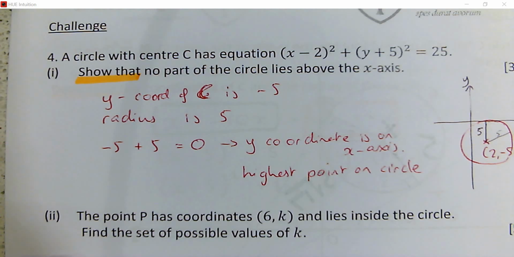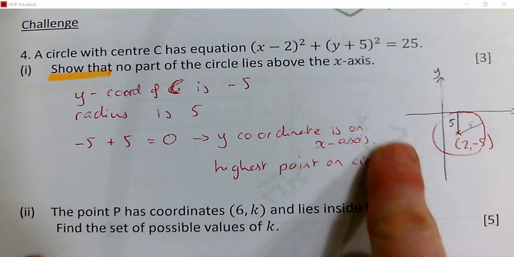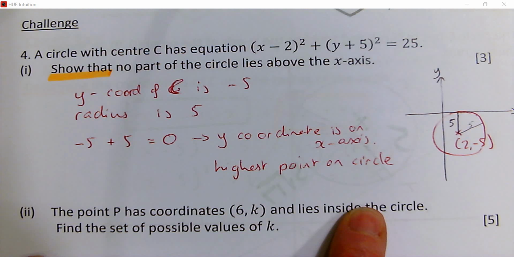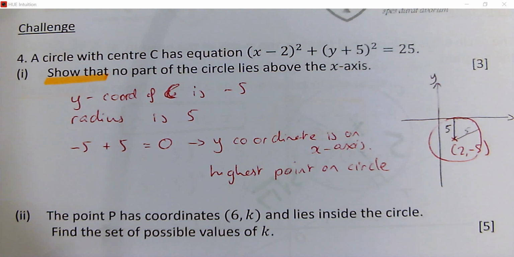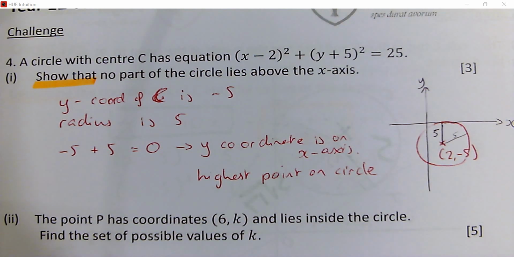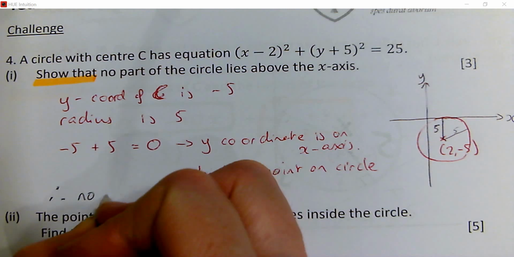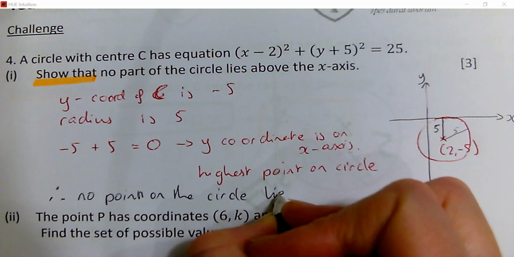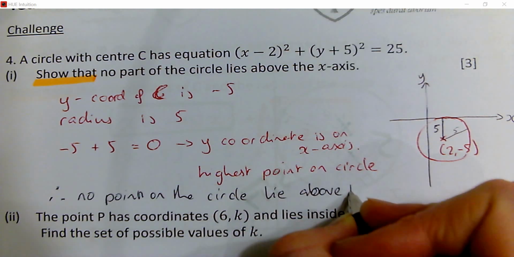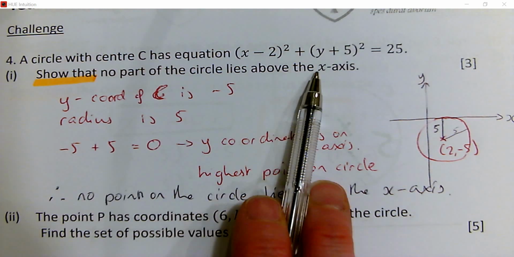That was the way the mark scheme was expecting. You've got a mark for getting the -5, a mark for getting the 5, and then by sketching or trying to explain that the circle reaches the x-axis but doesn't go above it, you get your third mark. So I think I need to justify slightly more, put a conclusion. So no points on the circle lie above the x-axis. Okay, so that matches what the question was saying.